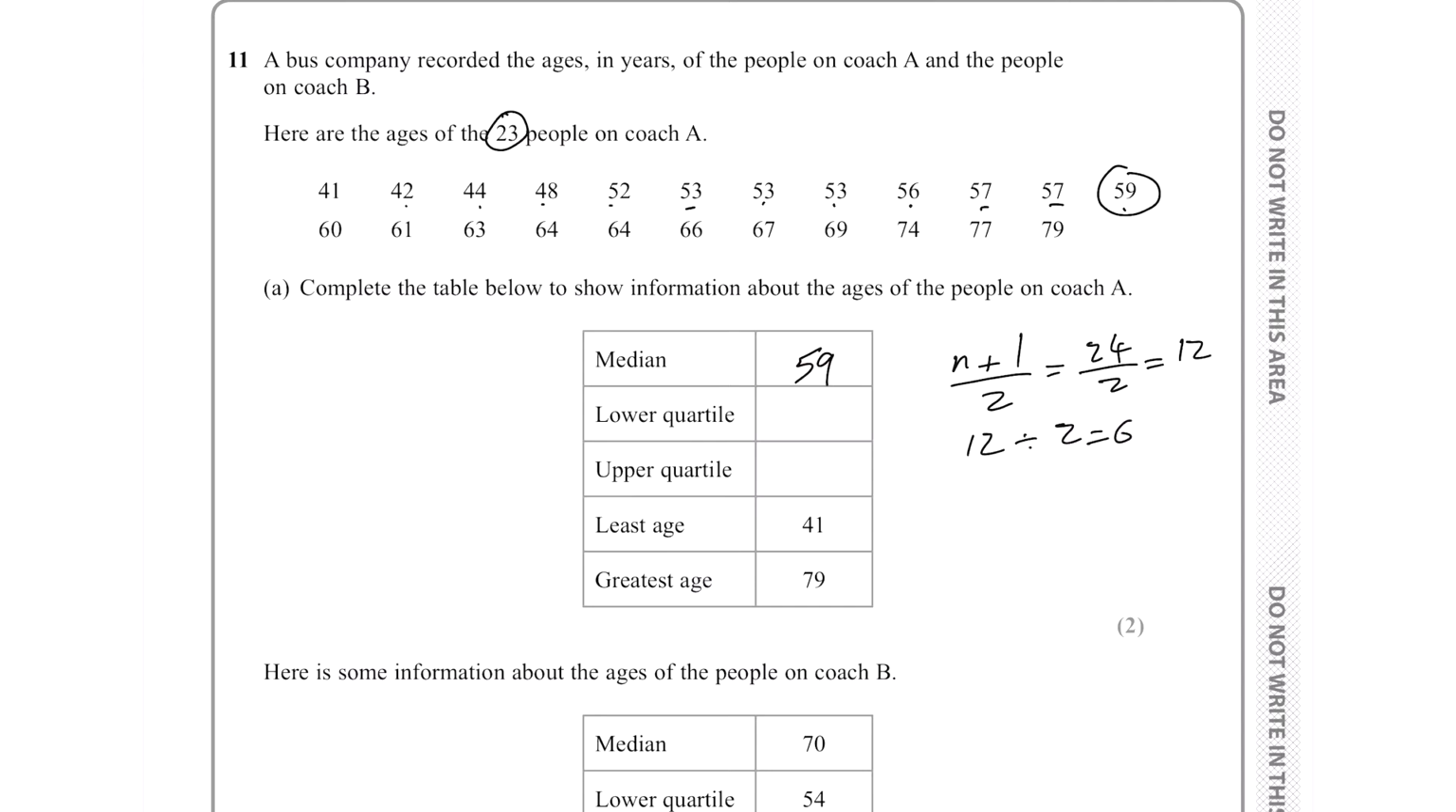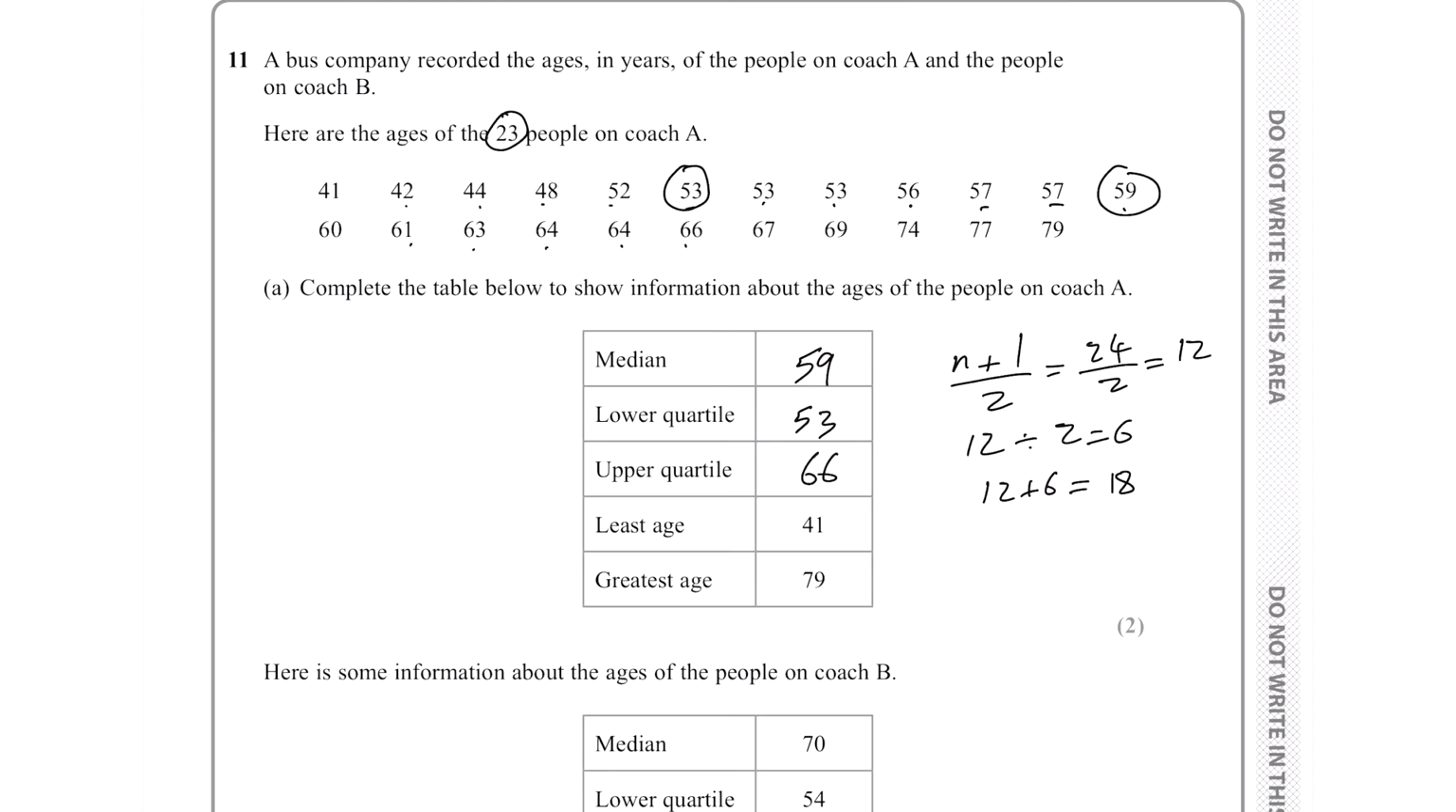And to find the lower quartile, you're just going to divide the median by 2. So that's the 6th position. If you go across, that one is the 6th position. That is 53. And then to find the upper quartile, we just do 12 plus 6. And that gives us 18. That's going to be 13, 14, 15, 16, 17, 18. That's going to be 66.